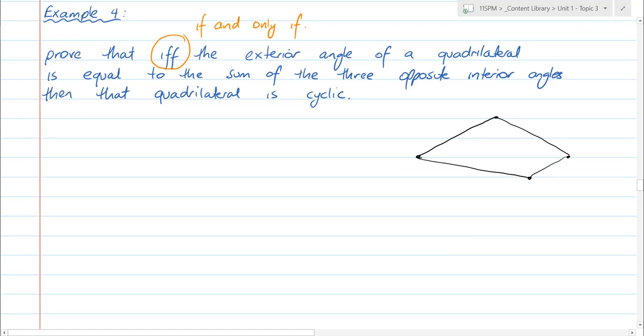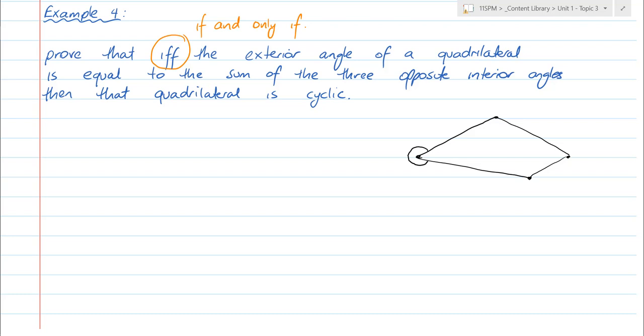And the exterior angle is the sum of the opposite ones. Is that right? That's always going to be the case, isn't it? Exterior angle of a quadrilateral is equal to the sum of the 3 opposite interior angles. So the exterior angle is equal to these 3 here, the angles.